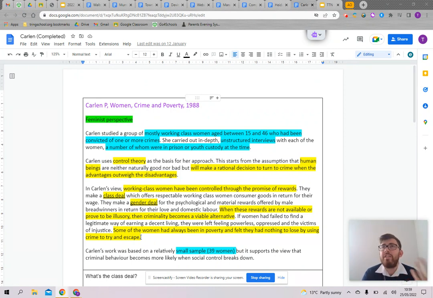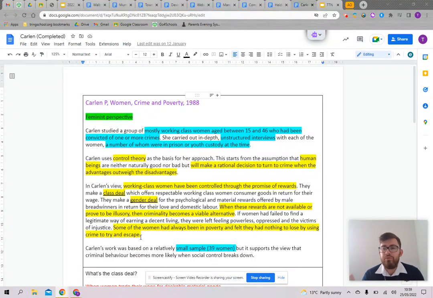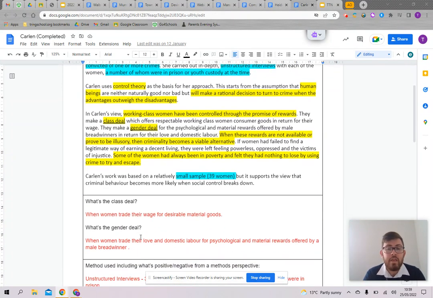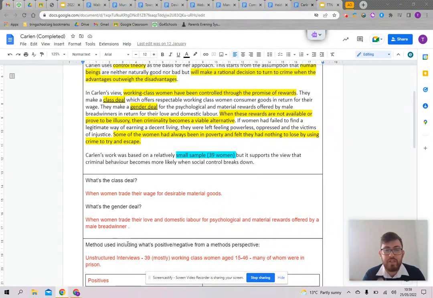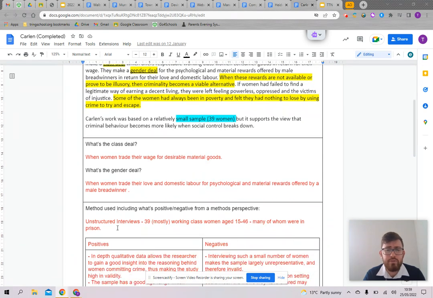So when you're talking about this in an essay, you might talk about the class and gender deal and those not being fulfilled as being a reason for women's crime. You will get questions about why do women commit crime, or to what extent do men commit more crime than women, in which case Carlen is a great case study to prove that women do commit crime. Now, just in case anyone's wondering how to word all of this stuff, now you've got the class deal, the gender deal. Hopefully, those have made fairly straightforward for you.